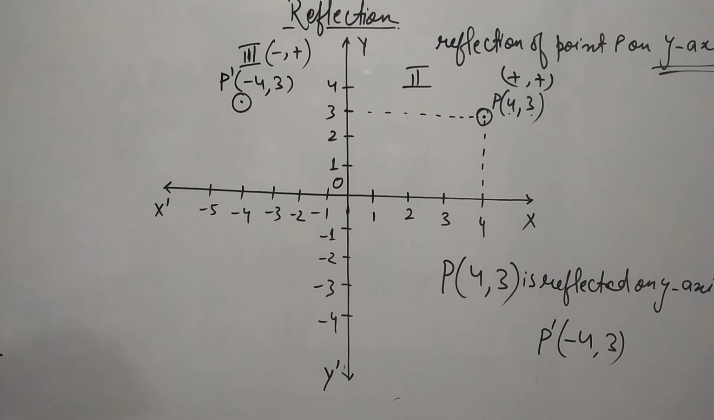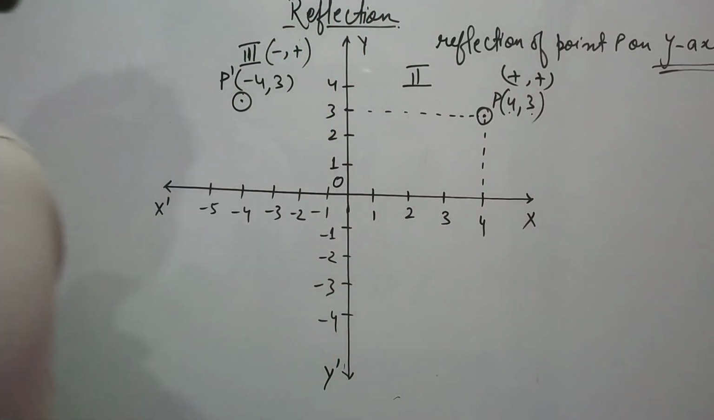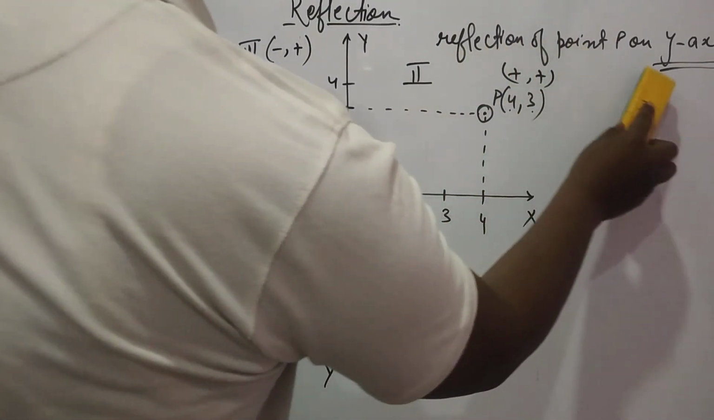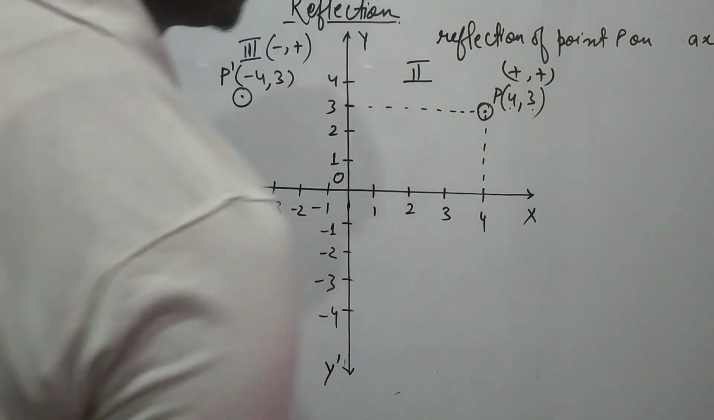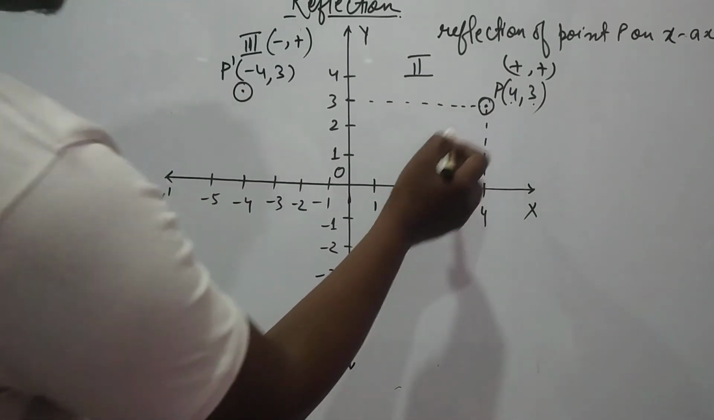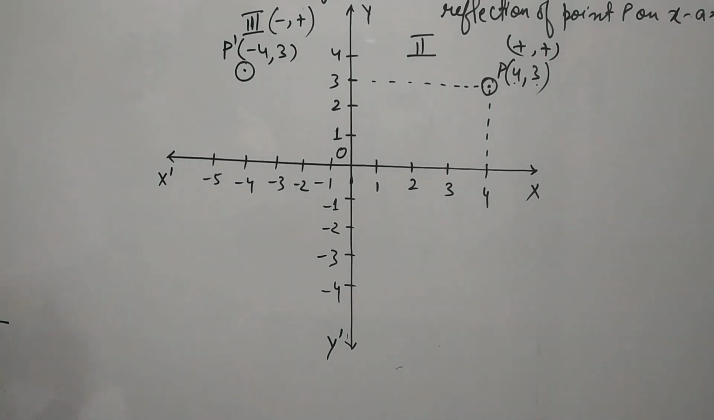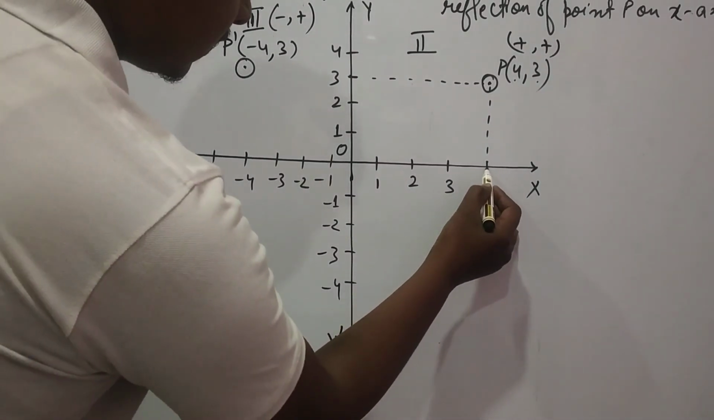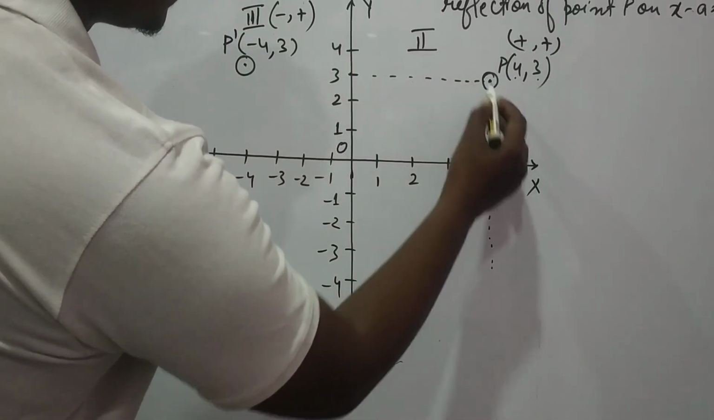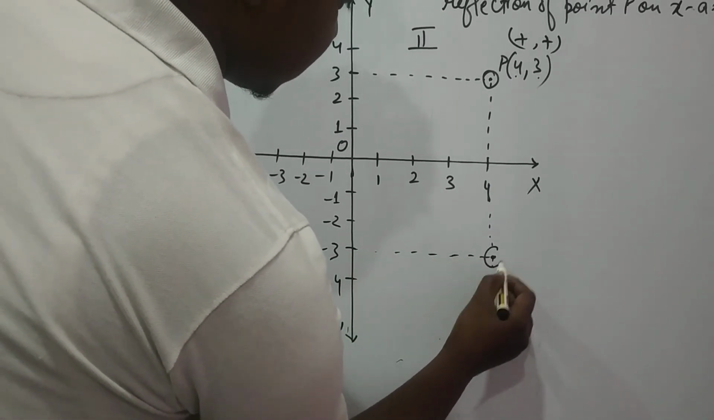So now let us make a small change. Earlier we had reflection of point P on the y-axis. Now let us make it reflection of point P on the x-axis. So this point will be reflected on the x-axis, and the x-axis will be acting as the mirror. So the distance will remain the same. Here we move 3 boxes. So this side also we will move 3 boxes and this becomes our point.